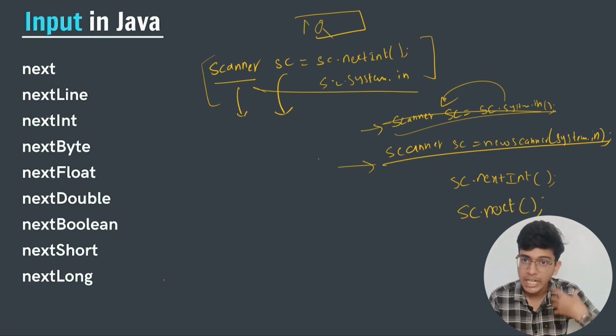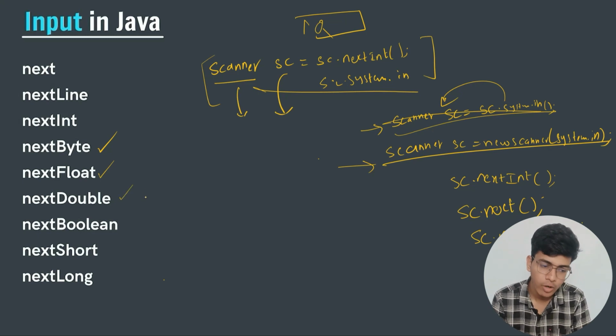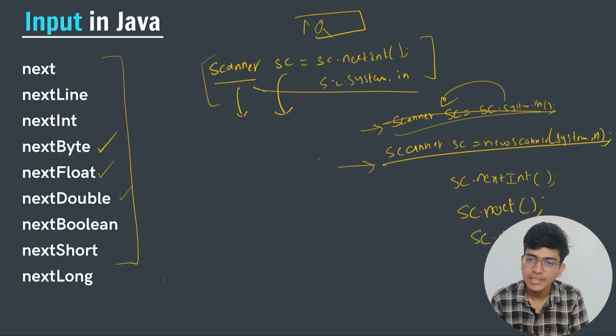Suppose I want to get multiple lines or words from the user, then I will write sc.nextLine. It will take multiple characters, multiple lines, right? Suppose I want to get byte data type as input, then I will write byte. If I want to get a float value as input, then I will write float. If I want to get a double, then I will write double. So this is how input works in our Java code.